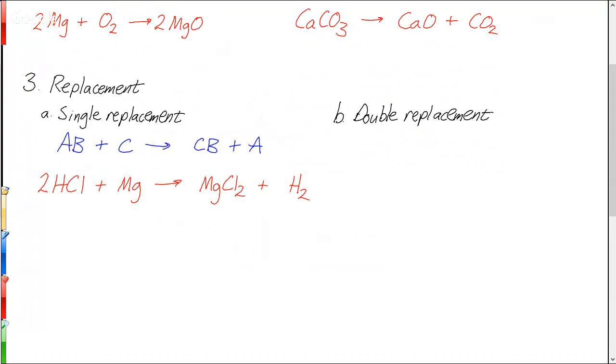In double replacement, you have two compounds, usually ionic compounds, that switch partners. So the cation from one goes with the anion from the other. We think of that as AB plus CD. We usually write our cations first, so we're assuming in this example that the A and the C are the cations and B and D are the anions. So they're going to switch places. A is going to end up with D, and C is going to end up with B.